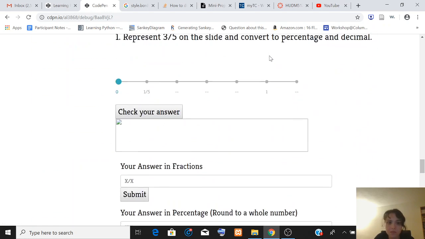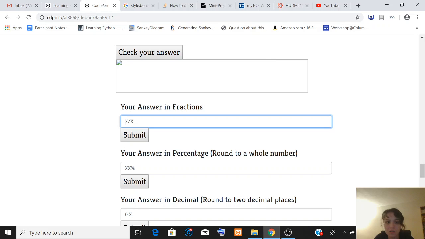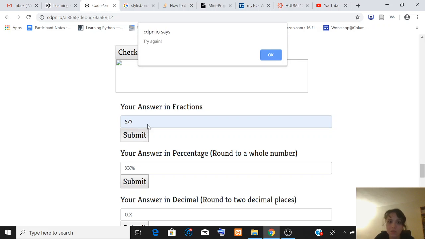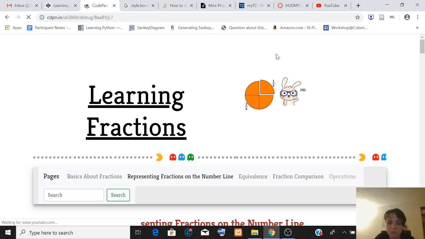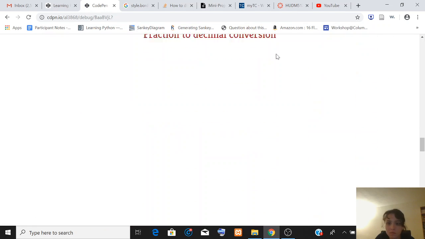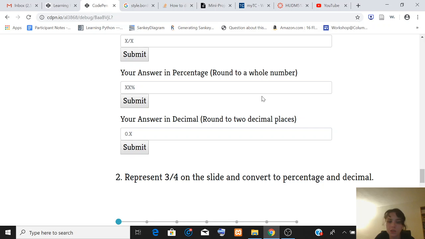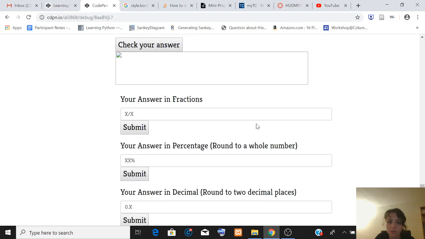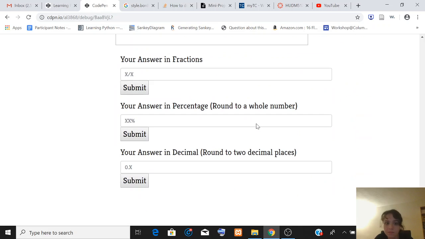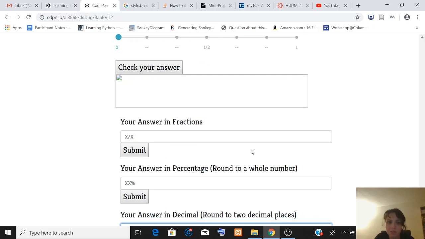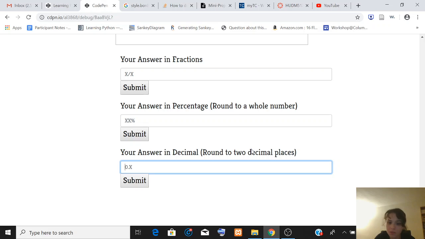Let's say the student gives a wrong answer, like 5/7. When the student clicks submit, it gives an alert, try again, and the page turns red. So it does that for each one of these submit form type of questions. The same thing applies here. So let's say question 3, represent as a decimal, so 0.50.